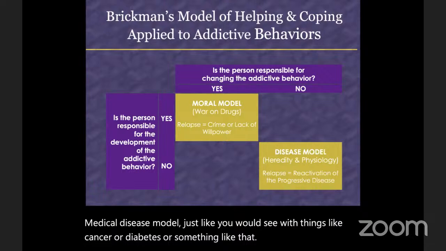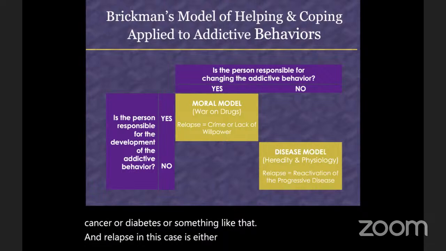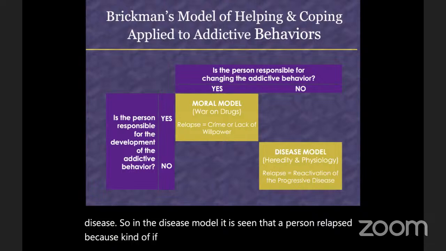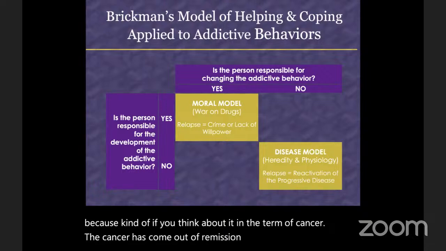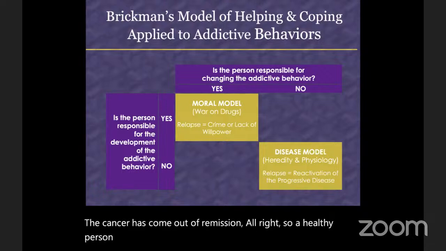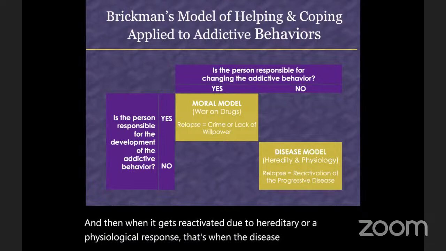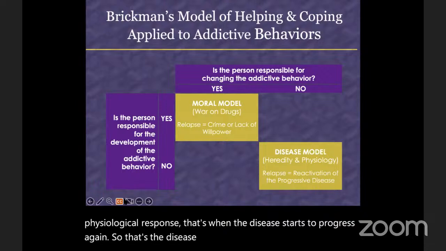And relapse in this case is a reactivation of a progressive disease. So in the disease model, a person relapses because, if you think about it in terms of cancer, the cancer has come out of remission. A healthy person in the disease model is one whose addiction has gone into remission. And then when it gets reactivated due to a hereditary or physiological response, that's when the disease starts to progress again. So that's the disease model of addiction.